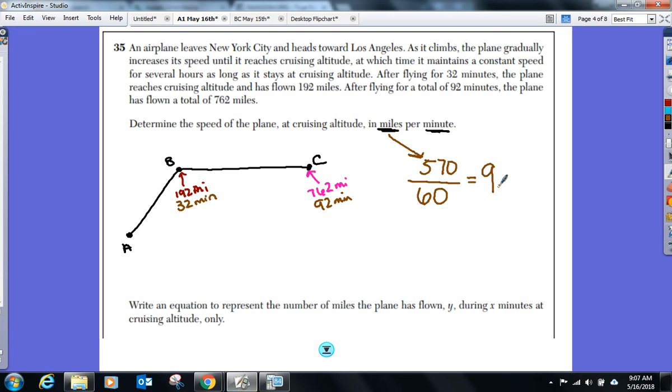Okay, there you go. 9.5 miles every minute. Okay? At the cruising altitude anyway. All right, at the cruising altitude, every minute it's going 9.5 miles. You guys are right there, because we're going to get a little tougher now in the next one. All good? Anything, guys? All right.